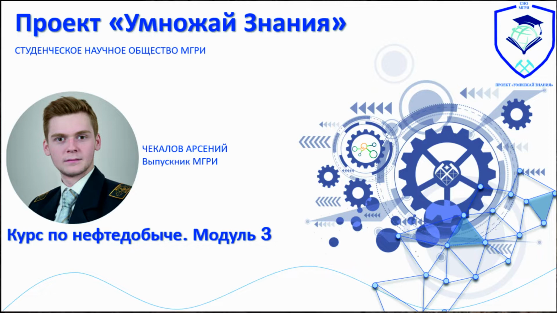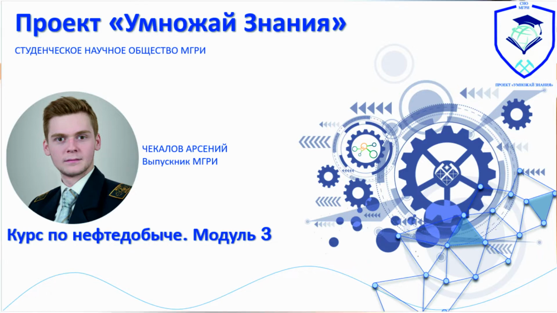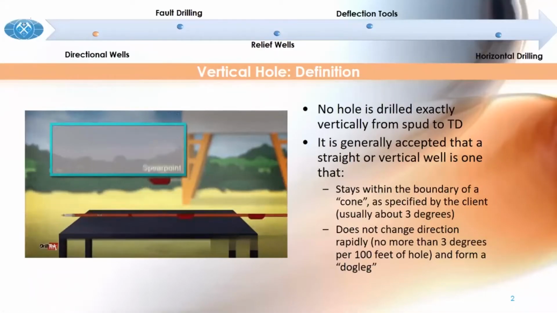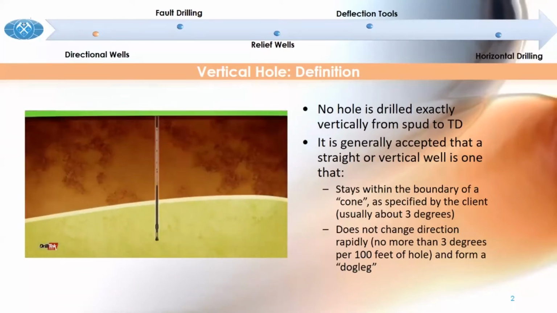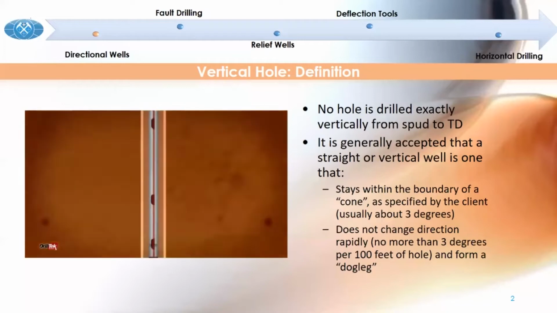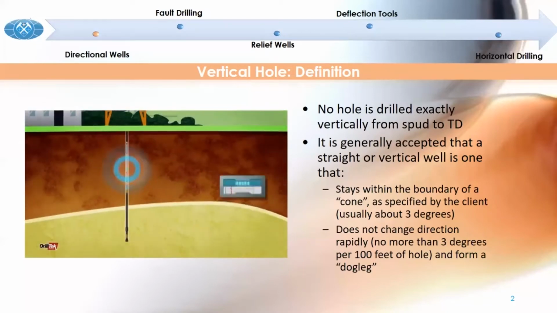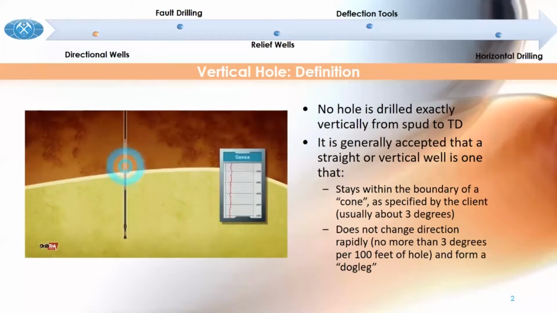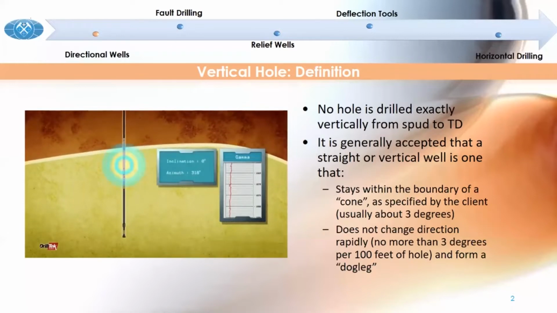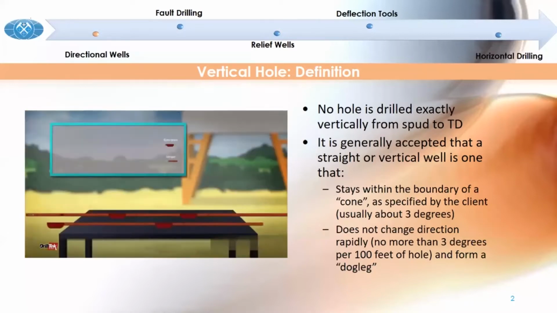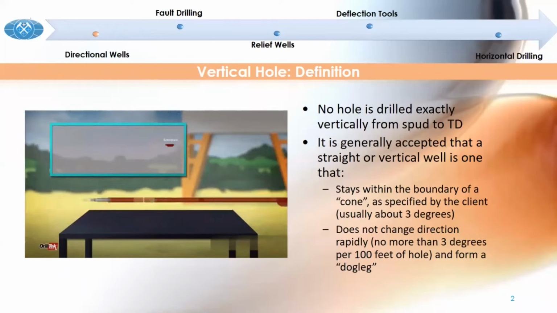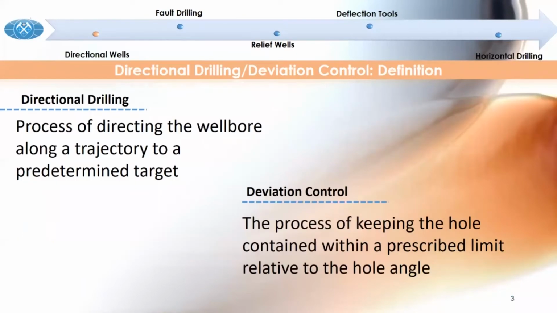Training, directional drilling. Well, first of all, before I tell you about directional and horizontal drilling, we will determine what a vertical hole means. It sounds strange, but a vertical hole will never be drilled exactly vertically to the target depth. So if the hole doesn't change its direction rapidly, meaning more than 3 degrees per 100 feet of hole, it is a vertical hole.